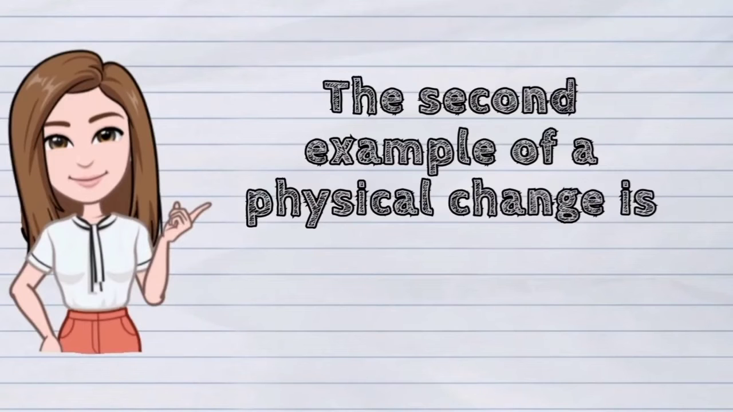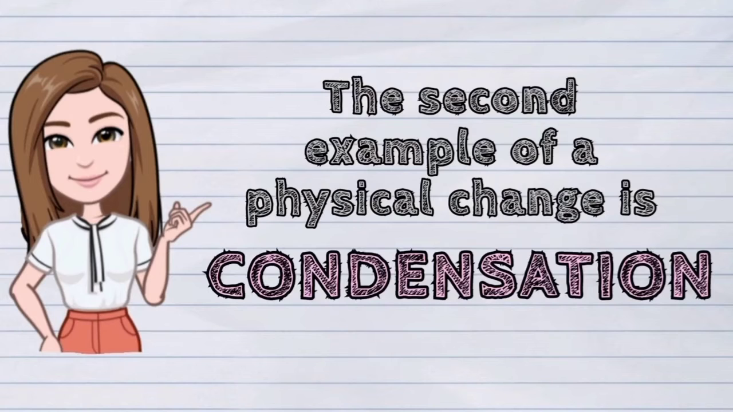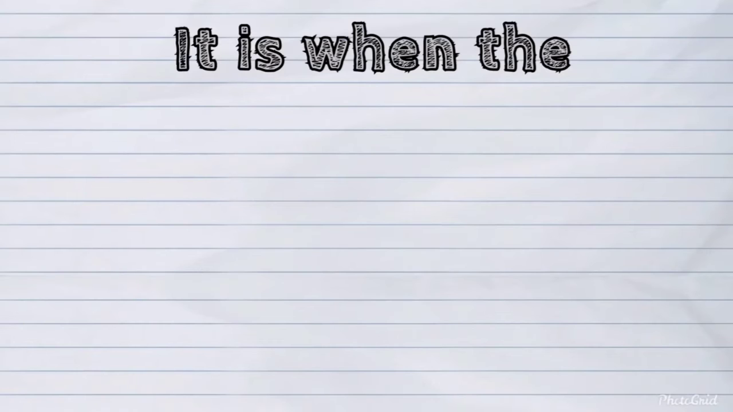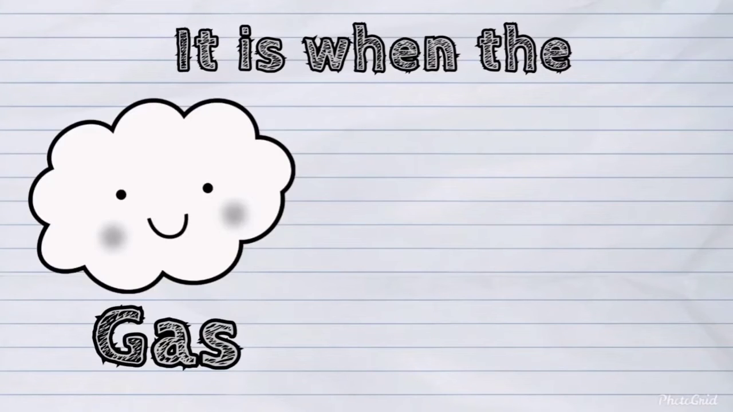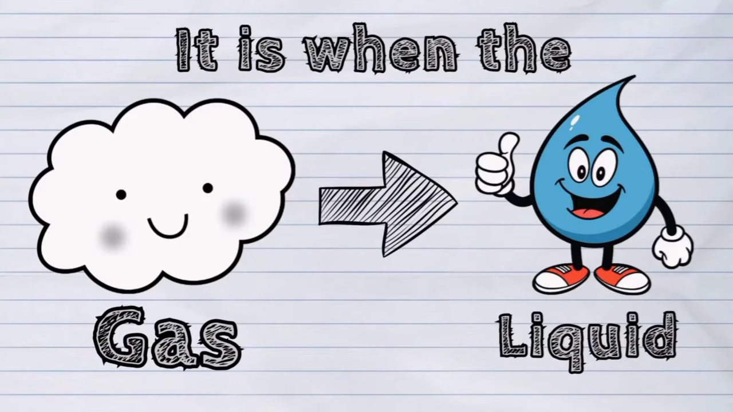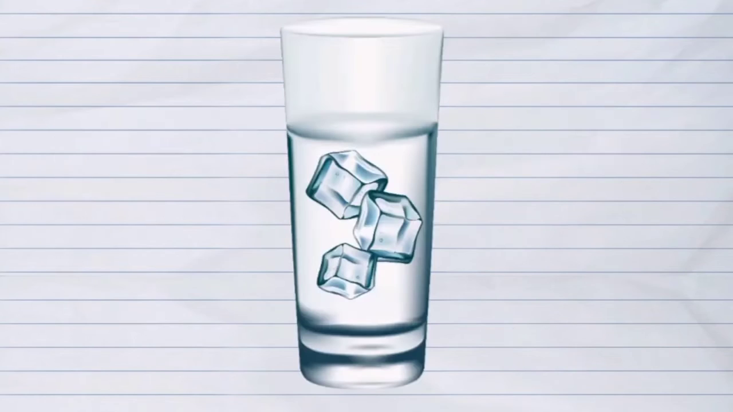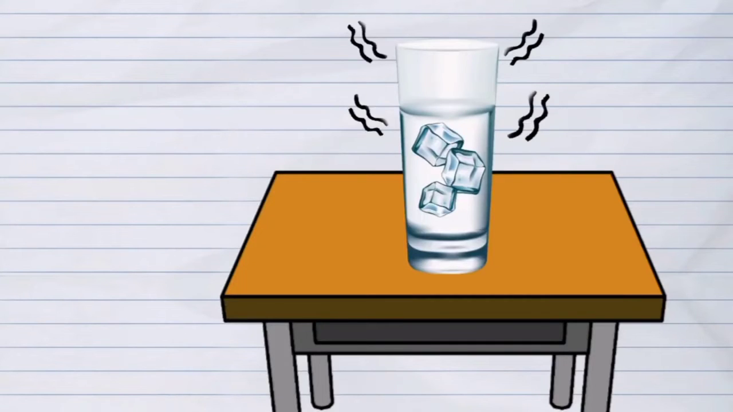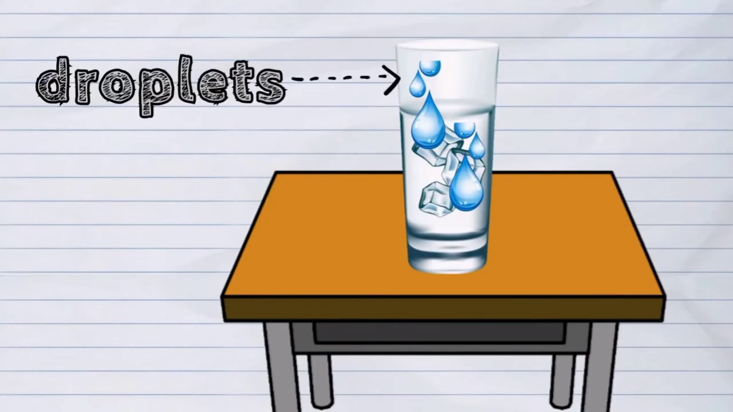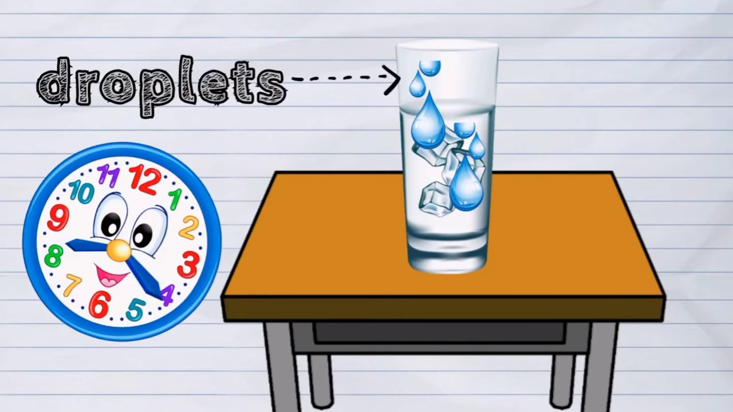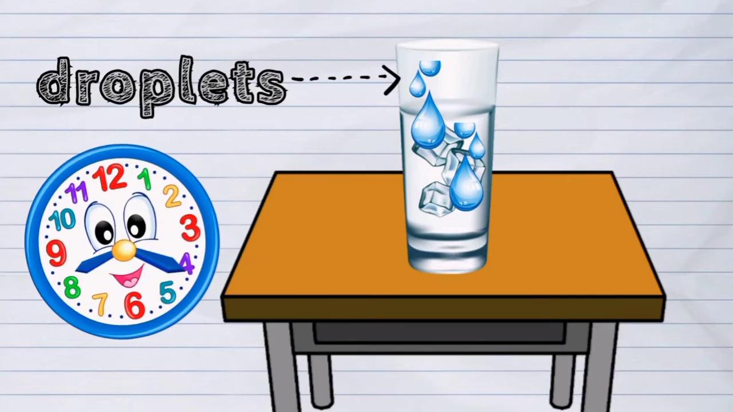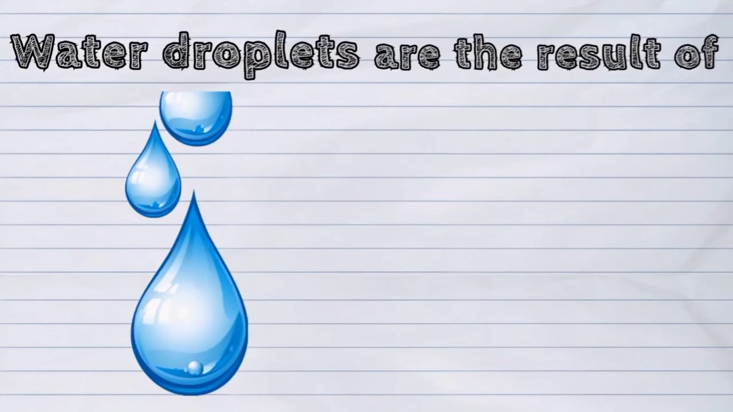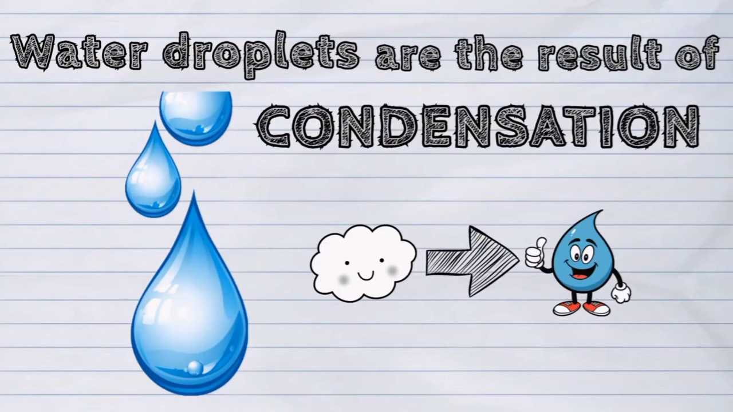The second example of a physical change is condensation. It is when the gas changes to liquid. When we place cold water in a glass and leave it on a table, droplets of water will form after a few minutes outside the glass. The water droplets are the result of condensation.